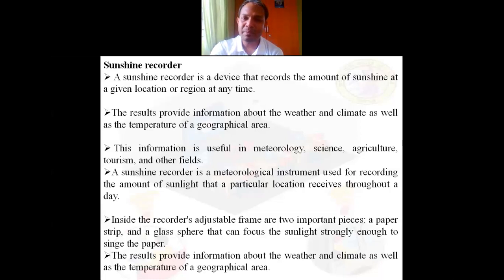Then the information is useful in meteorology, science, agriculture, tourism, and other fields. Now, my dear friends, even if you check on your mobile what the temperature is right now in Delhi, it will give you that. It is only because of all these instruments which are telling you. Is it clear? Now, a sunshine recorder is a meteorological instrument used for recording the amount of sunlight that a particular location receives throughout a day.